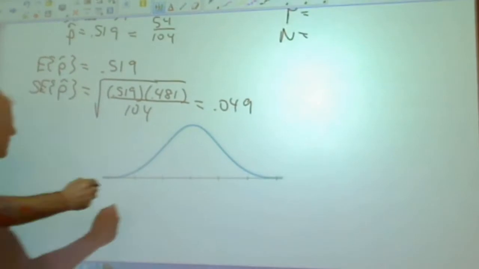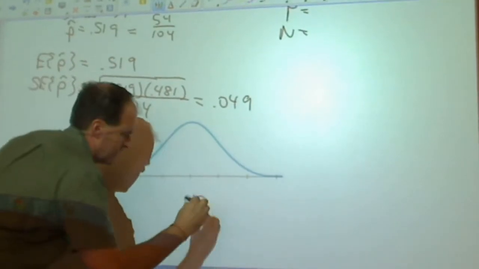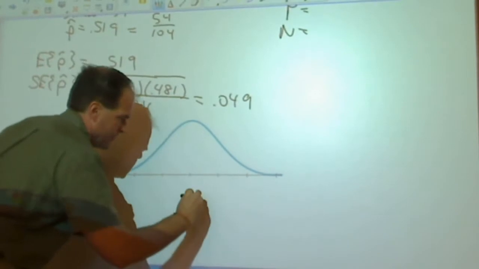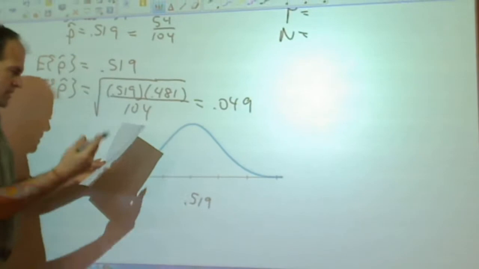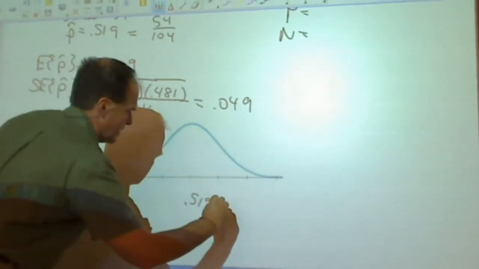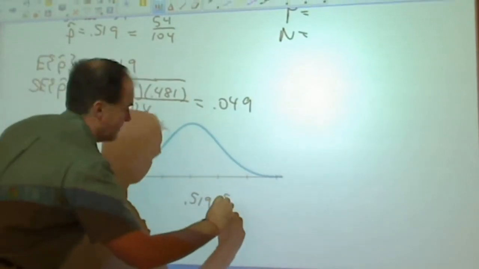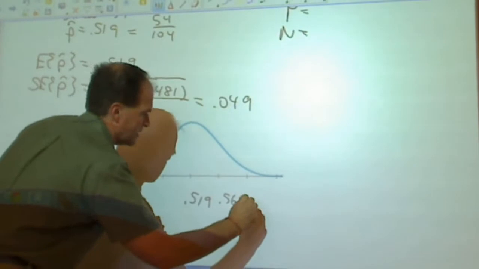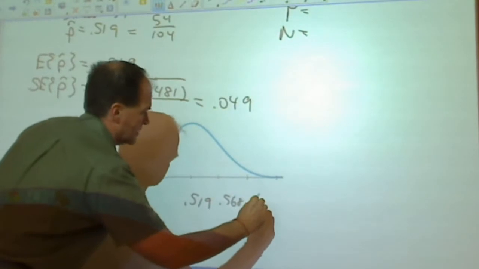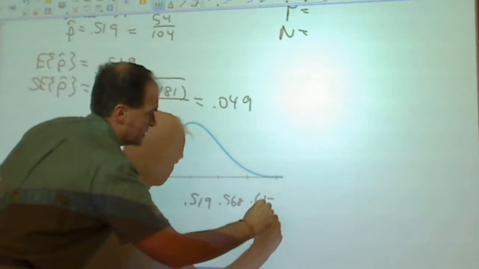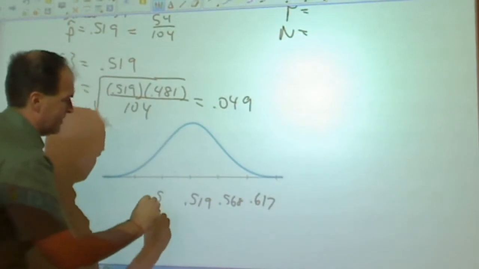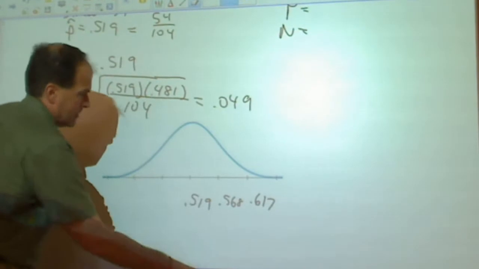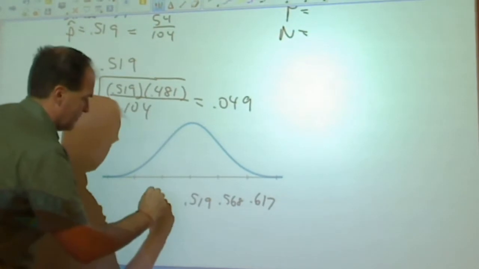So I can draw the mean and do 1 sigma, 2 sigma, 3 sigma. Let's do that. The mean is 0.519. If I add 1 sigma, I get 0.568, then 0.617. Hopefully you guys are helping me add. Going the other way, 0.447. Thank you.